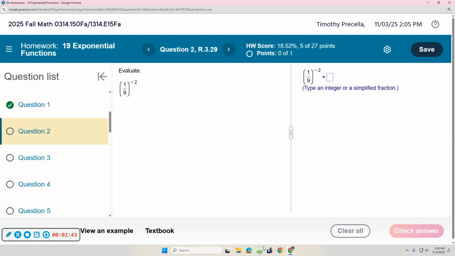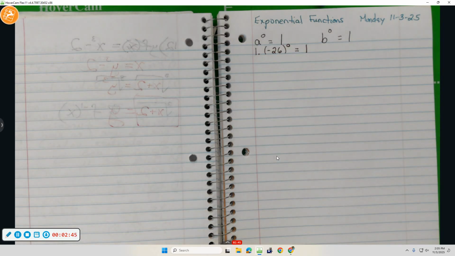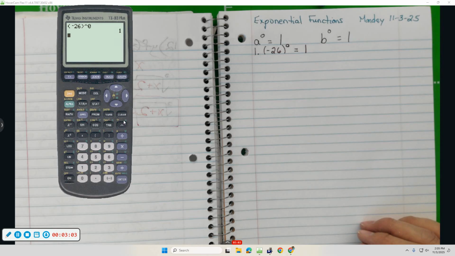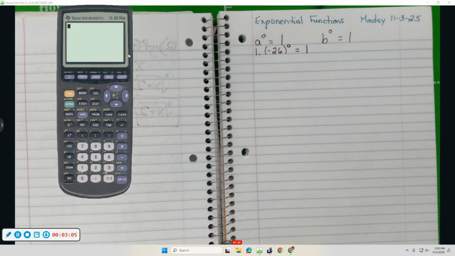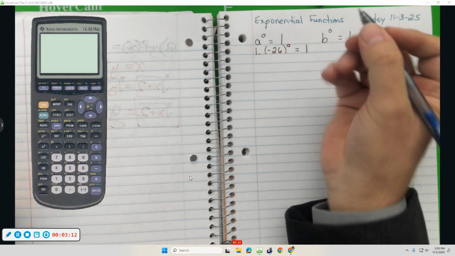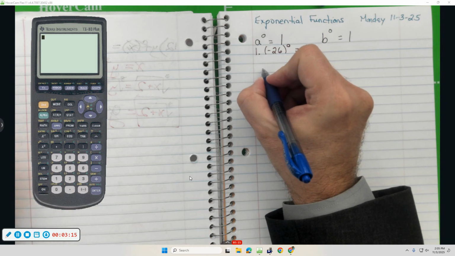Tim, why don't you pull up that calculator and just punch in. Sometimes students don't believe it unless they see it on a calculator. Negative 26 raised to the 0 power. Sure enough.